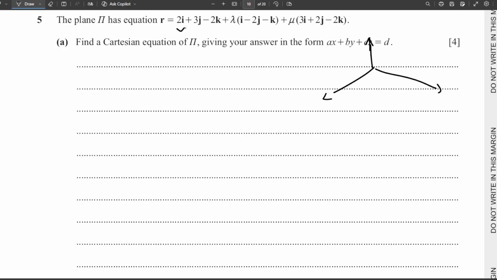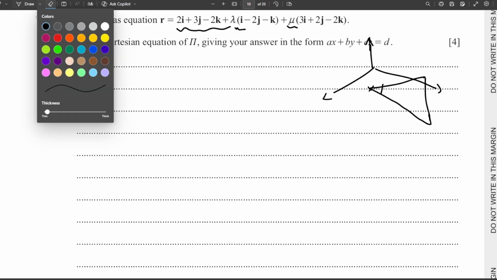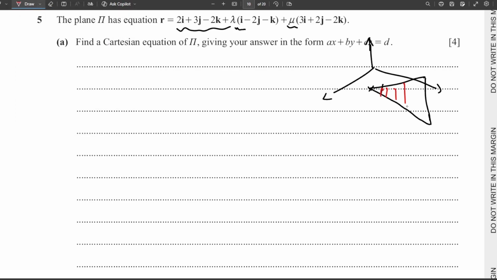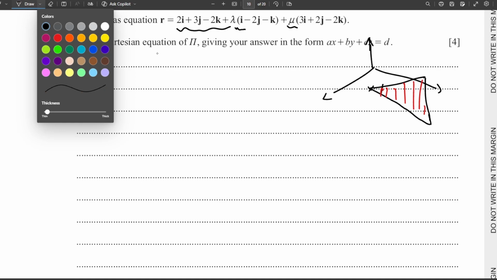Let's say this is the position vector here, and it's going in one direction. Let's say this is the lambda direction, and the other direction goes in this way. So actually what it does is it forms a plane. Maybe I'll use a different color to make it more obvious. So it's like a plane, and we want to find the Cartesian equation of this plane pi.